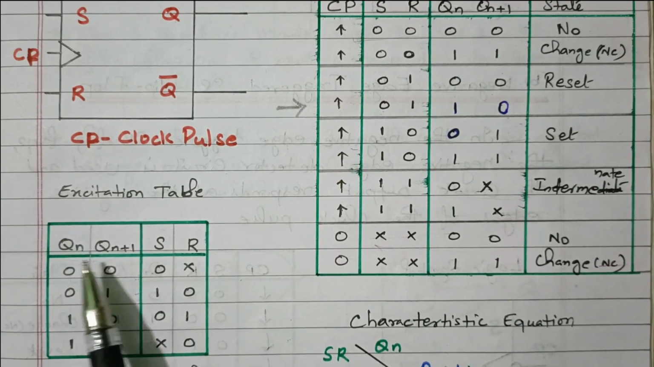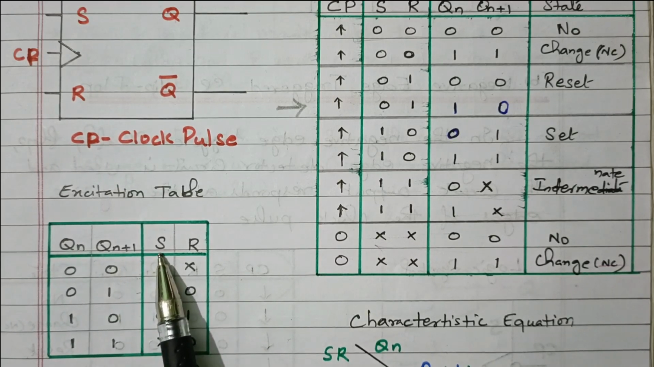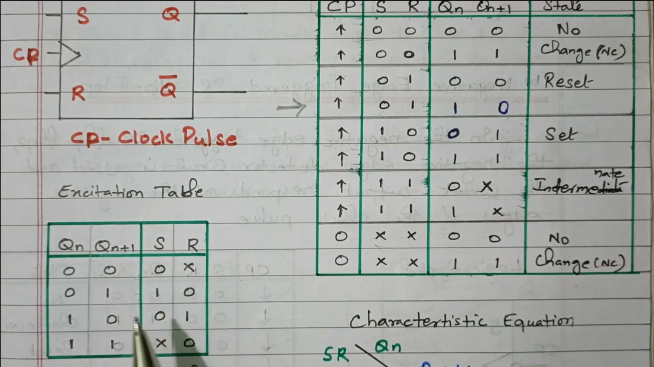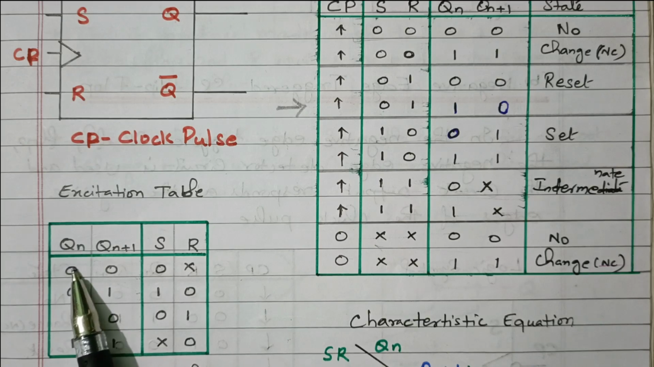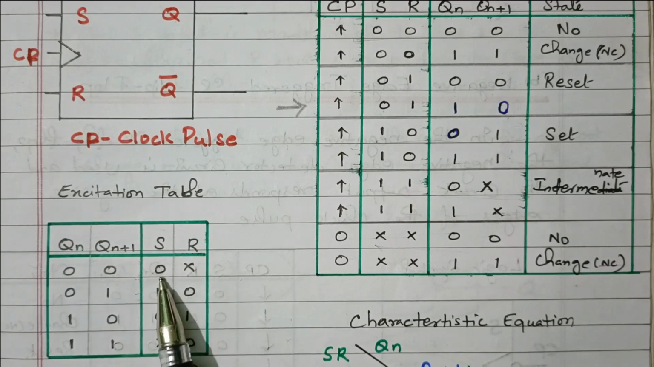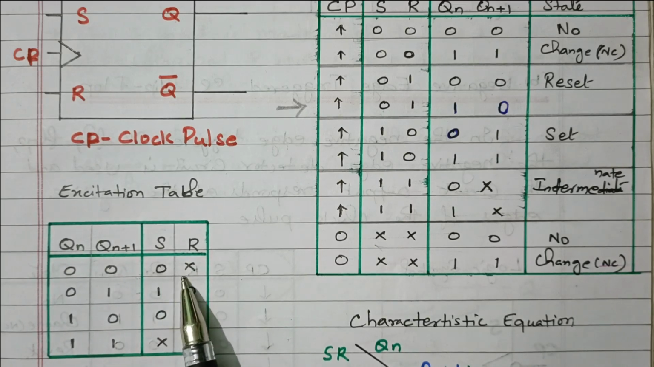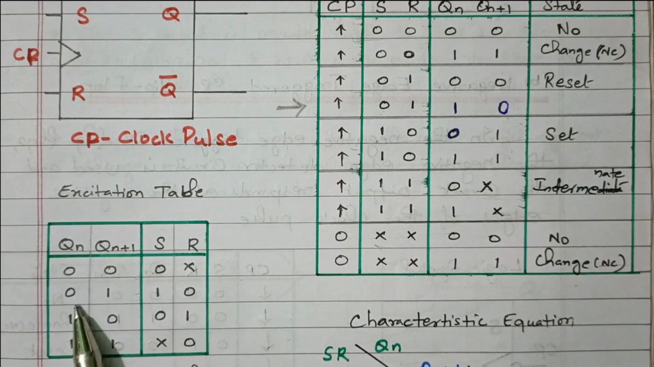So this is the present state, next state, and S and R, two inputs. For example, present state is 0, next state is also 0, what is the input we need to apply? Present state is 0, next state is 1, what is the input we need to apply? 1 to 0, what is the input we need to apply? 1 to 1, what is the input we need to apply, right? From the output we are checking the input, right?